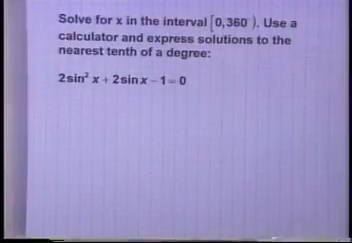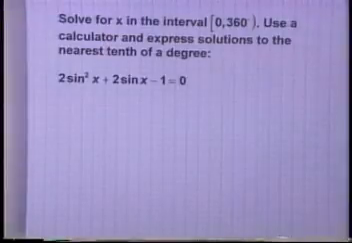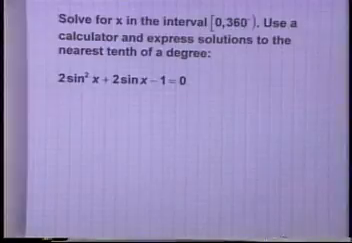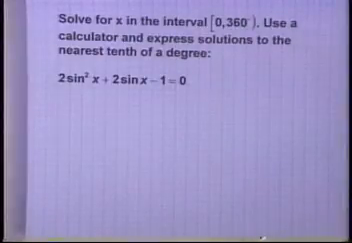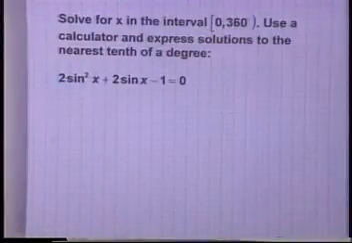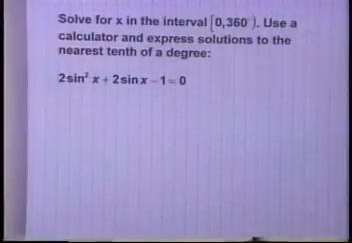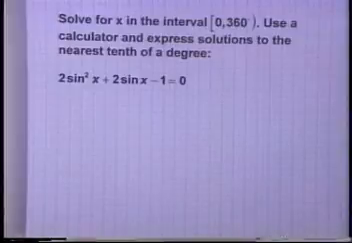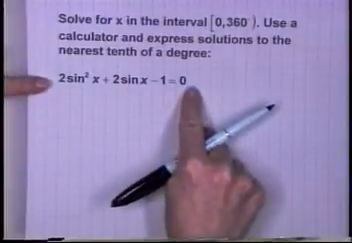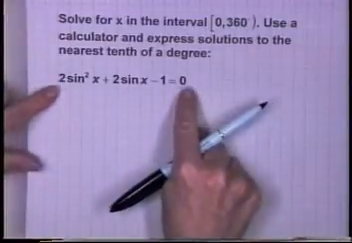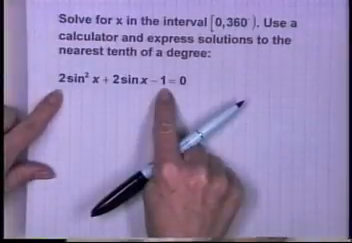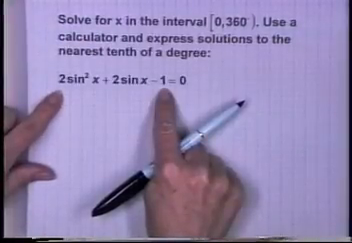Solve for x in the interval 0 to 360 degrees. Use a calculator and express solutions to the nearest tenth of a degree. Well, we'll see the reason for the calculator here in just a second. Notice this is also a quadratic type equation, isn't it? It's already in standard form. But you might play with it a second and realize that it won't factor.